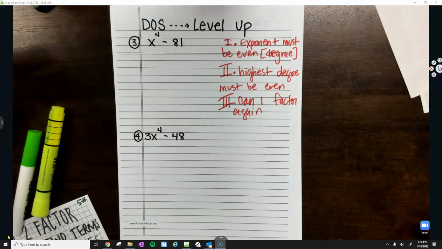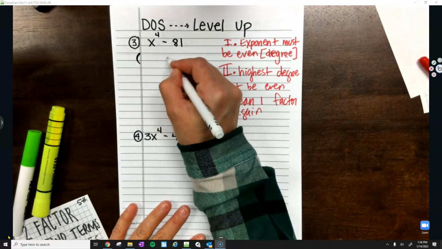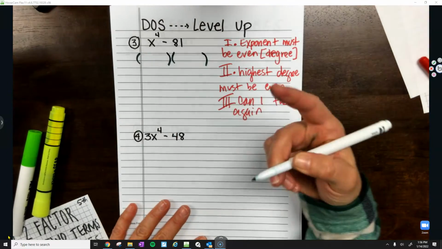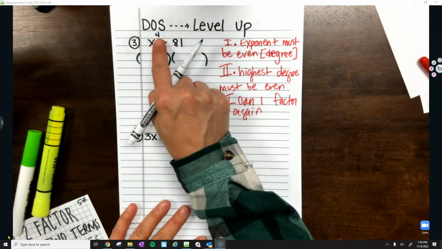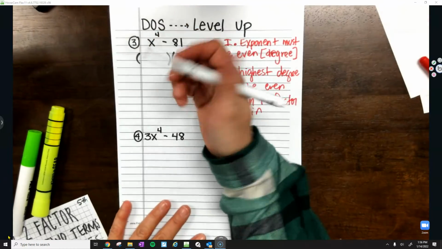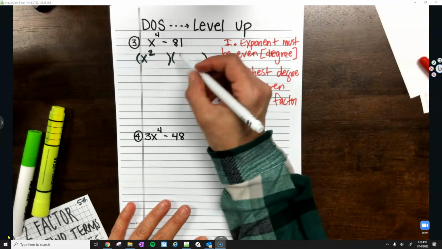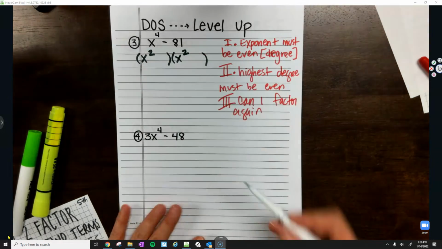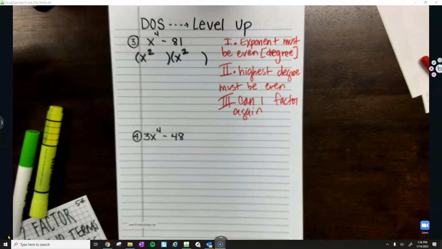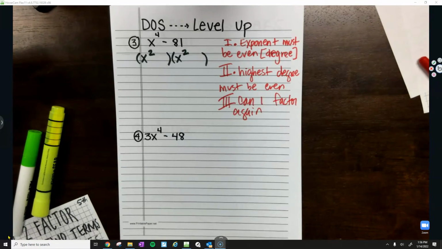All right, here we go. So you really kind of factor it the same way. We're just going to split up those x's evenly. That's why it has to be even. That has to be cut in half evenly, which is 2. So put 2 of your x's in one parenthesis and put 2 of your x's in the other. And the rest is the same. It's still a minus 9 and a plus 9.